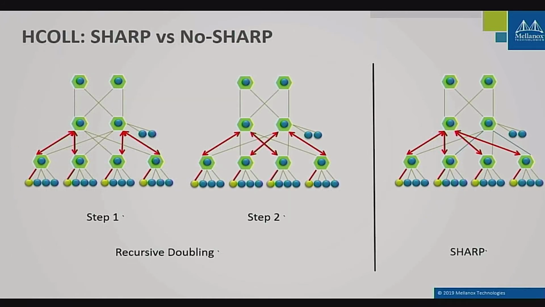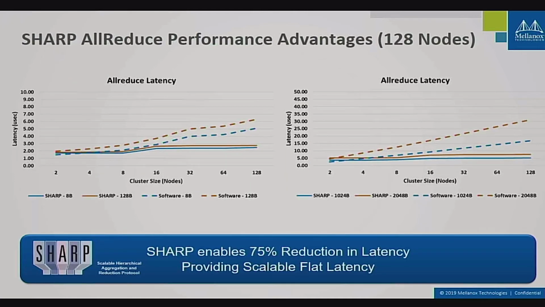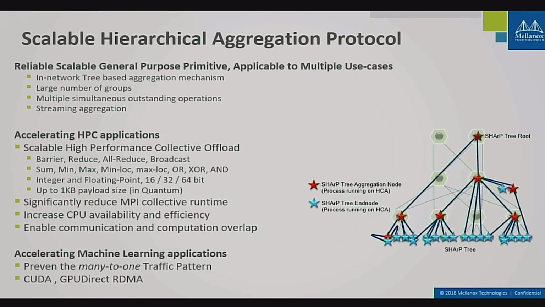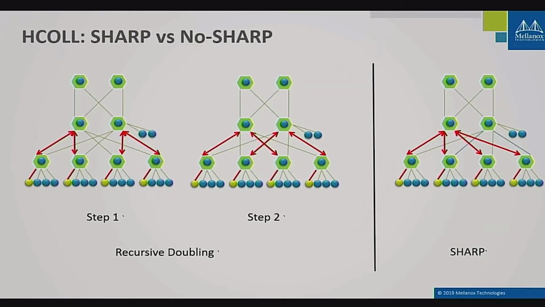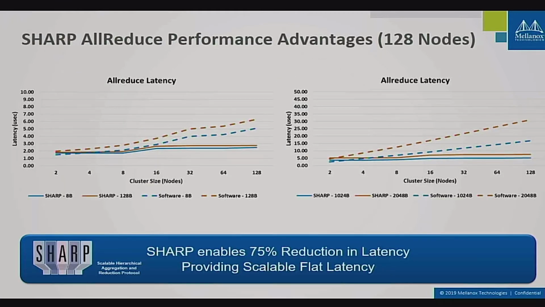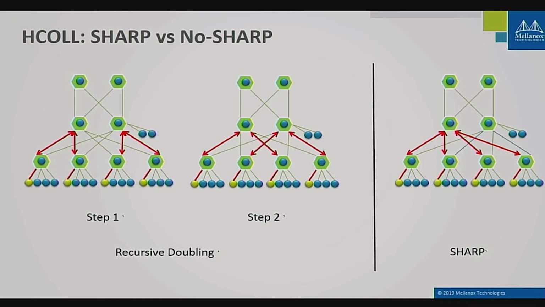So again, if you look at what's happening within the network, if you do recursive doubling, you will have 2 steps. In the first step, you have data moving between a subset of the end nodes, and then you have the next step. But in Sharp, you only have 1 step. You do the aggregation within the switches as the data goes up, and you broadcast the results as the data goes down. That's it. There is no way to do a more efficient reduction than doing that within the network.